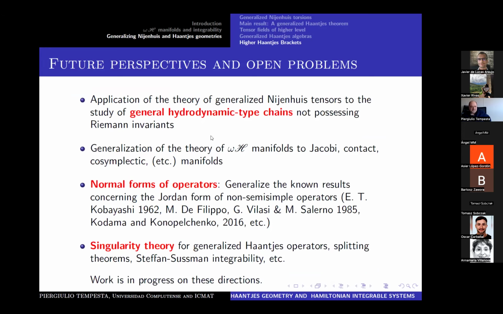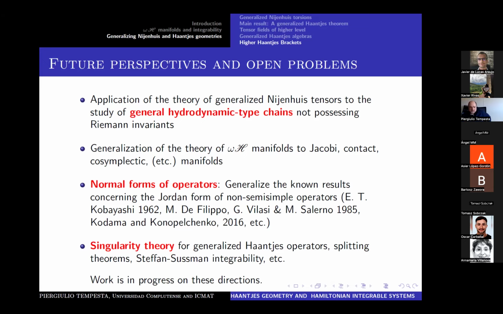As a future perspective, indeed, we want to study generalized hydrodynamic type chains and hydrodynamic type systems, extending the theory to Jacobi, contact, cosymplectic, what we are doing, and once again extend the theorem over forms operators. Of course, many things are known, but many other things, even for the standard Haantjes geometry, should certainly be explored. For the Nijenhuis geometry, there are many recent results, but already for the second level of our tower of tensors, meaning Haantjes tensors, this is largely an open problem.